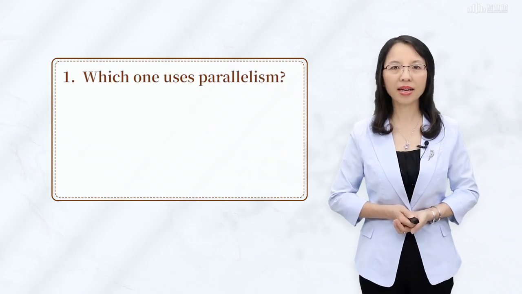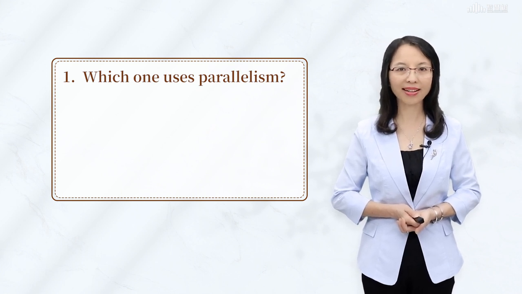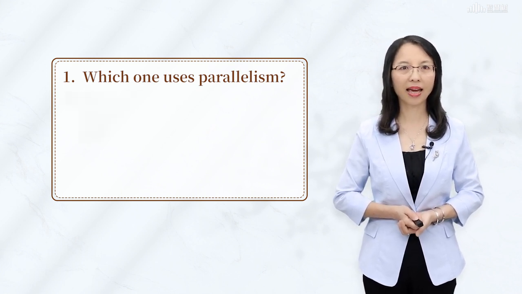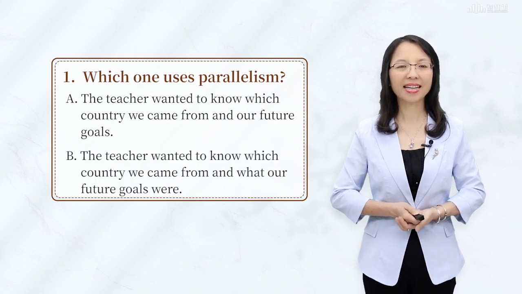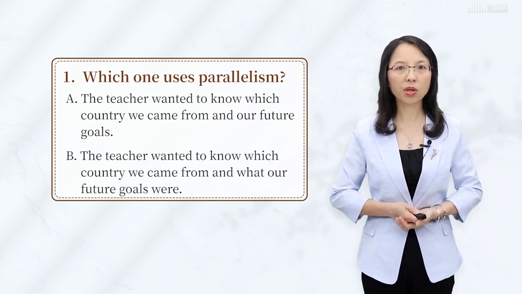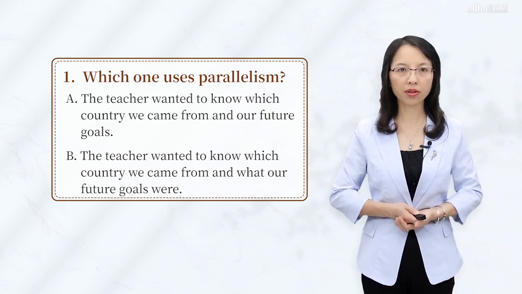Here is another pair of sentences. Which one do you think uses parallelism? A. The teacher wanted to know which country we came from and our future goals. B. The teacher wanted to know which country we came from and what our future goals were.